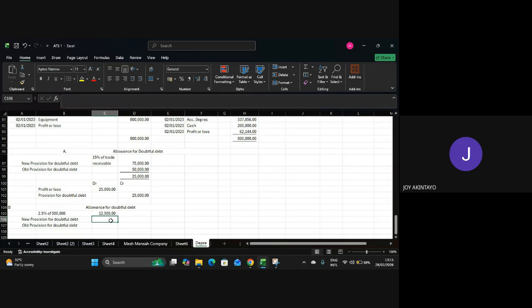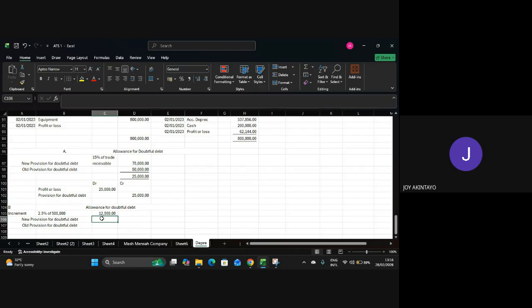So we have the new provision will just be the addition of the old provision with the difference we just got with the increment. Do you understand? These are our increments. Are we together? So how much is that? 12,500 plus 50,000. What do we have?